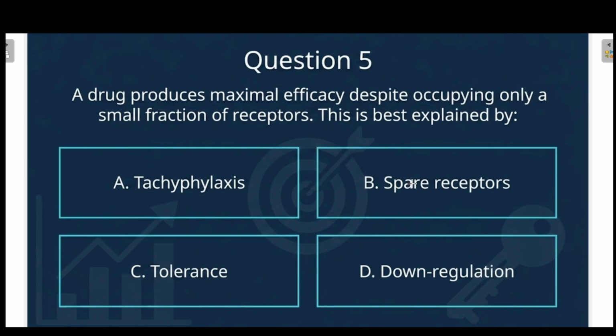Question number 5. A drug produces maximal efficacy despite occupying only a small fraction of receptors. This is best explained by: option A tachyphylaxis, option B spare receptors, option C tolerance, option D down regulation. So the correct option is option B, spare receptors.